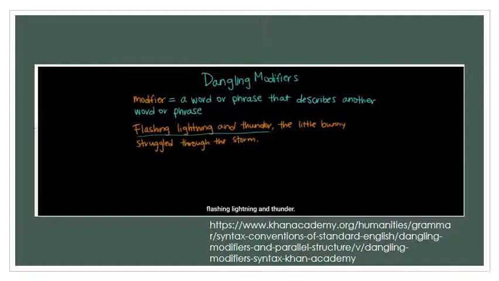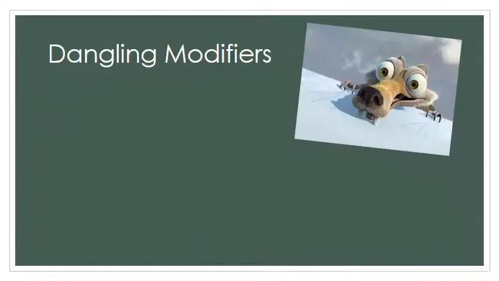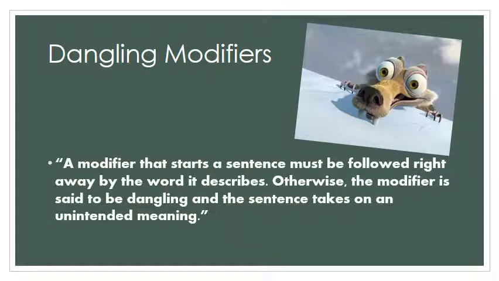Flashing lightning and thunder, the little bunny struggled through the storm. The little bunny was not flashing lightning and thunder. It was the storm. We cannot have that modifier sitting out there all by itself. Dangling modifiers. What are we going to do about them? A modifier that starts a sentence must be followed right away by the word it describes. Otherwise, the modifier is said to be dangling and the sentence takes on an unintended meaning.